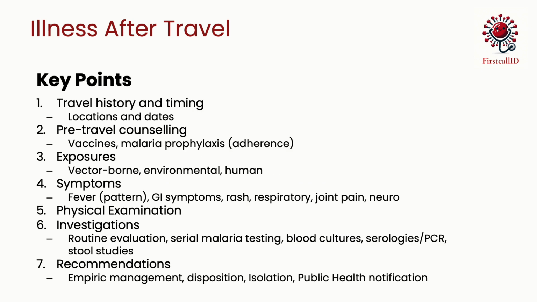So here are the key points that we want you to include in your evaluation of a return traveler with illness. The first is an accurate and well-documented travel history, including the timing and locations. Did the patient seek pre-travel advice? Did they receive vaccines? Were they prescribed prophylaxis? And were they adherent? In terms of their travel-related exposures, we want to keep in mind vector-borne illnesses, environmental exposures, as well as human encounters and human exposures.